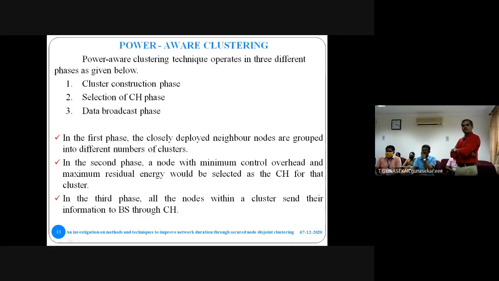My proposed power-aware clustering technique works in three different phases: the cluster construction phase, the selection of cluster gate phase, and the data broadcast phase. In the cluster construction phase, closely deployed neighbor nodes are grouped into different clusters. In the second phase, a node with minimum control gate and maximum residual energy will be selected as the cluster gate for that cluster. In the third stage, all the nodes forward the data to the base station through the cluster gate.